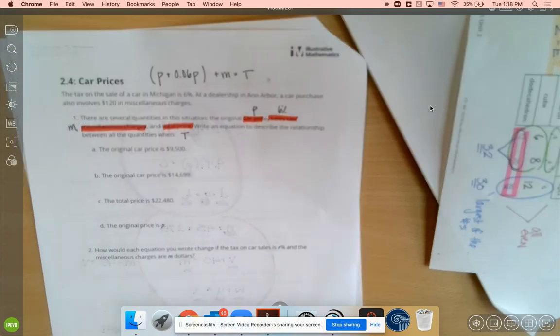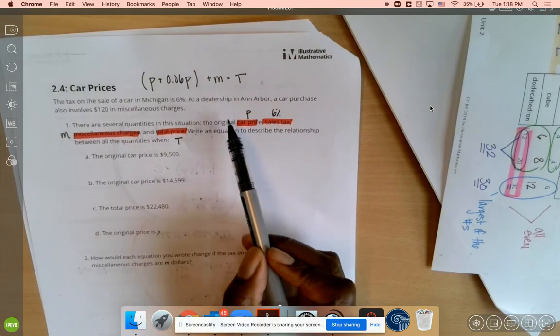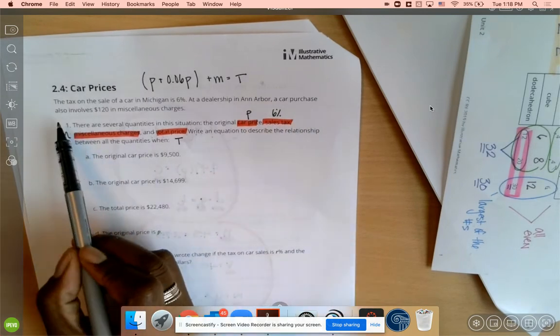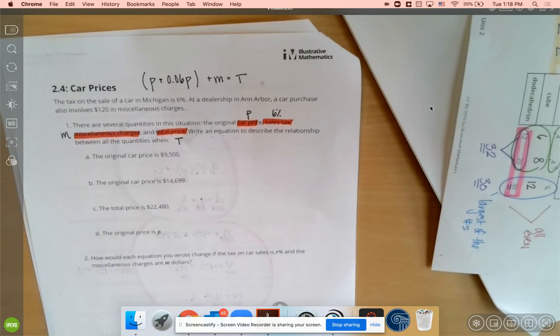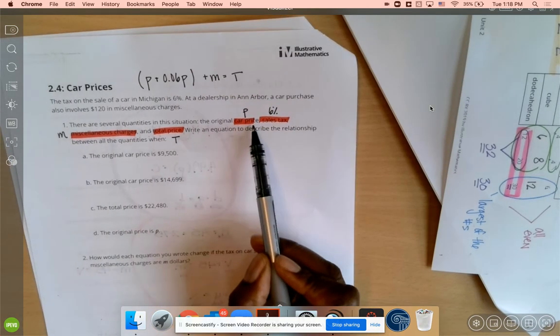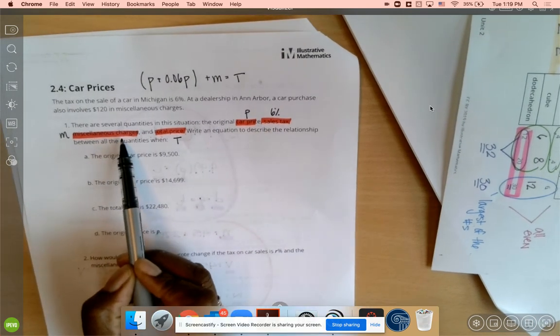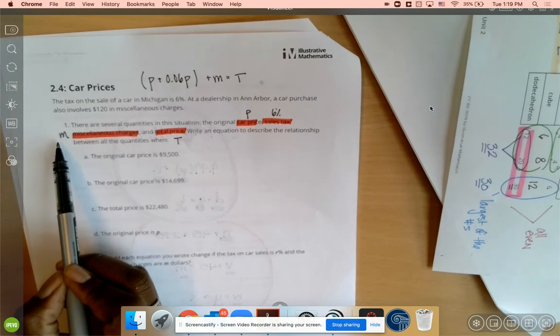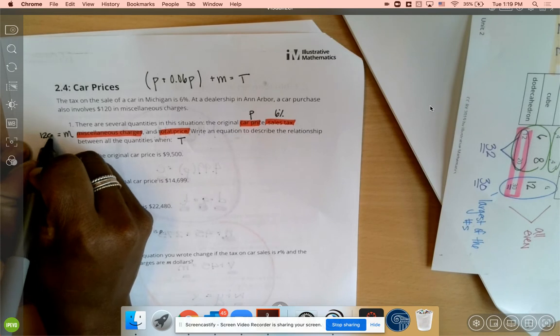So you're told that there's a tax on a car in Michigan of 6%. This dealership in Ann Arbor also includes another $120 in miscellaneous charges, and that there are different parts of the relationship for the total cost of the car. P, I noted as the price. The sales tax is 6%. The miscellaneous charges, if I didn't know them, I might note them as M. But in this case, we know that they're equal to $120, and the total price of the car.